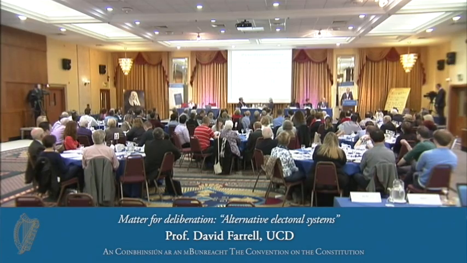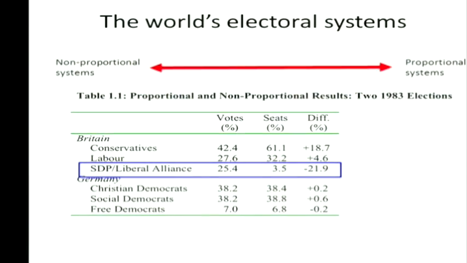So you see in the blue box there, what's known today as the Liberal Democrats. This was a precursor party, the SDP Liberal Alliance. They got a quarter of the vote, 25% of the vote. A quarter of the people of Britain voted for them. Yet they ended up with just 3.5% of all the seats in the House of Commons. And you can see at the top there, the Conservatives, with 42% of people voting for them, ended up with a huge majority, 61% of all the seats in the House of Commons. And that's what you get in a non-proportional system.